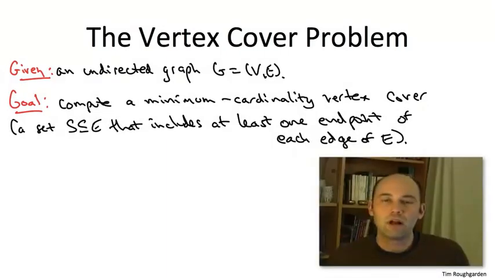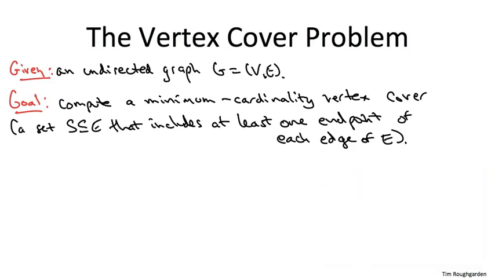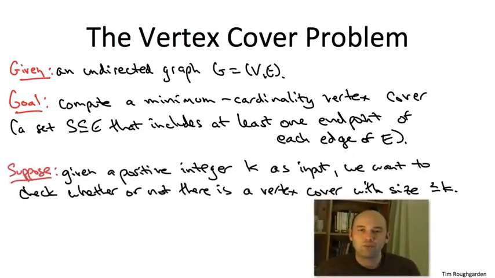Let's consider a variant on this problem where we're additionally given a target value k. K here is going to be a positive integer, and we want to know whether or not there is a vertex cover with size k or smaller. Now, as stated, I haven't really made the problem any easier. If you could solve this version of the problem where you're given a target k, you could also solve the original one where you want to know the smallest value of any vertex cover.